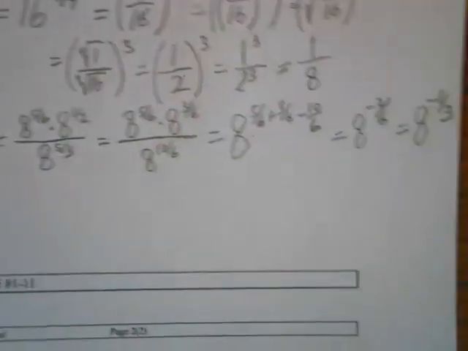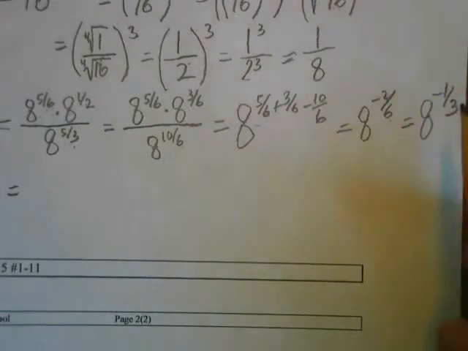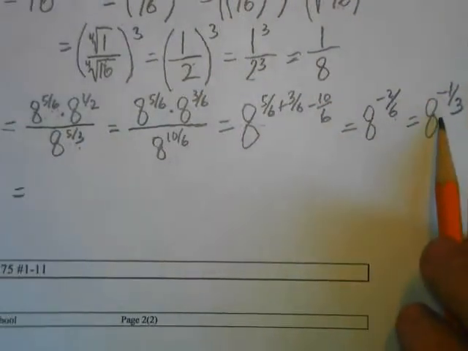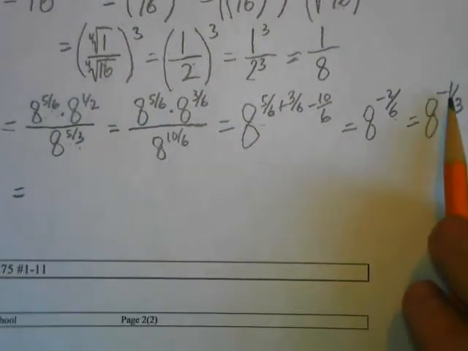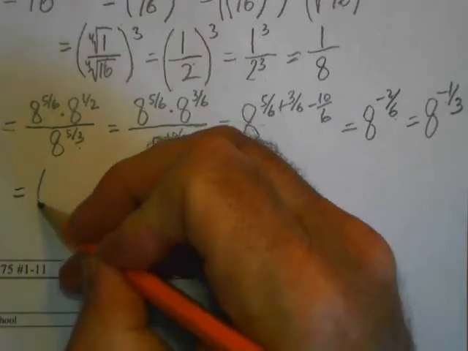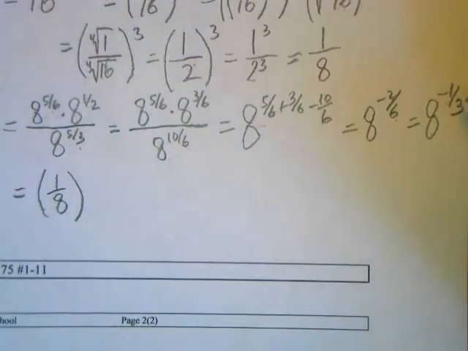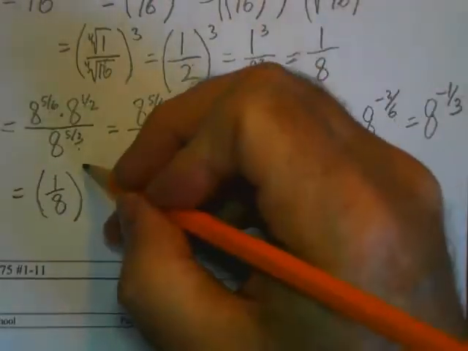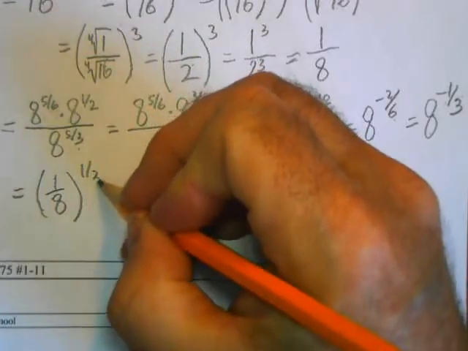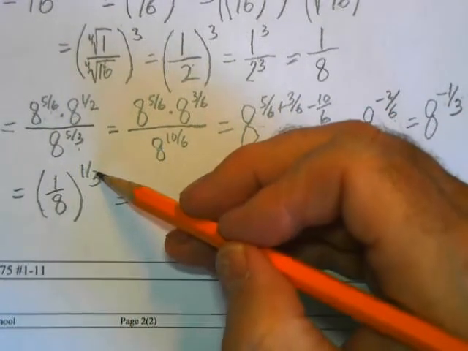Okay, so I'm going to need some more room here. Now, again, we've got the situation with a negative fraction exponent. So we're going to handle the negative part first. When we handle the negative exponent, we flip the base. So the new base is 1 over 8. And the new exponent is the positive version of -1/3. So it's 1/3. And now I can change this back to a radical.